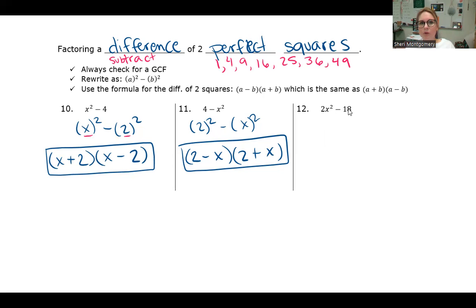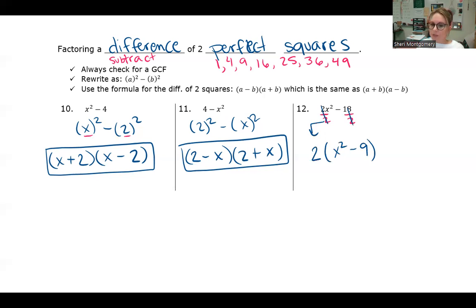Are these perfect squares? They're not. 2 is not a perfect square, neither is 18. Well, do I have a GCF? Yes. What could I pull out? A 2. When I pull out the 2, I have to put it in front. It's still part of my problem. Now I'm left with x squared minus 9.